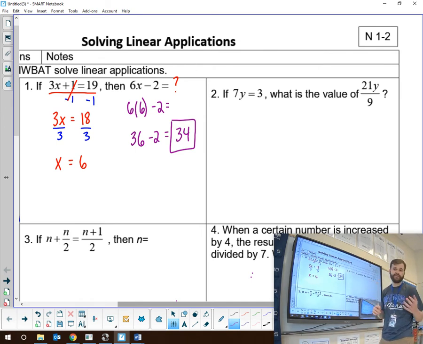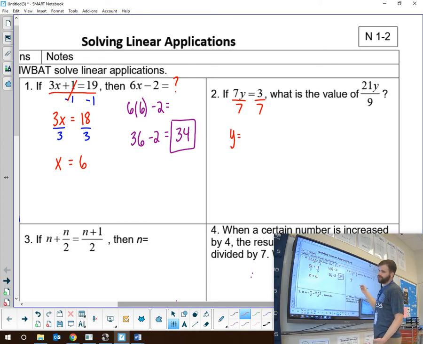To get y by itself, I need to divide by 7. So I'm going to divide this side by 7 and this side by 7. Well, 7 divided by 7 is, of course, 1. So I'm just going to have y equals 3 divided by 7, which is just a fraction. I can't simplify it. I can't do anything with it. So it's just going to be 3 over 7. So that's kind of my preliminary answer. We know what my variable is. We have completed step 1, which is solve for the variable. But now we're looking for step 2, which is plug in the variable into my expression.